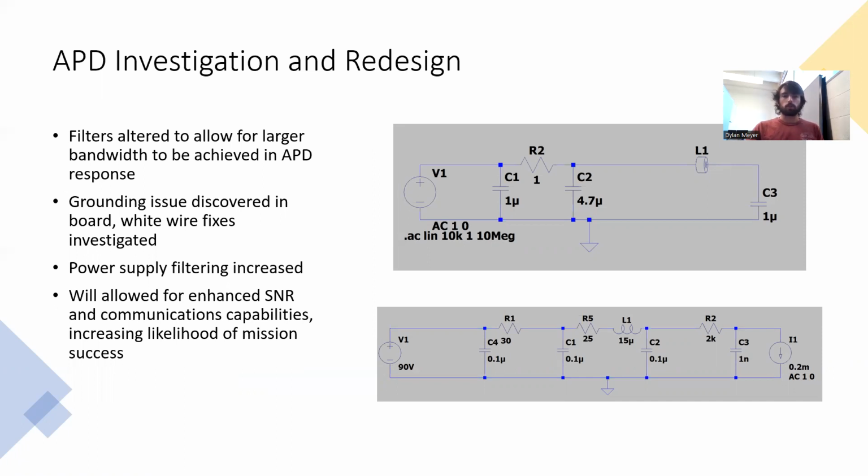Power supply filtering was also increased to reduce the 1.2 megahertz oscillations. The hopeful goal of this is to allow an enhanced SNR, or signal to noise ratio, which will increase communication capabilities and make it more likely that the mission will be a success.